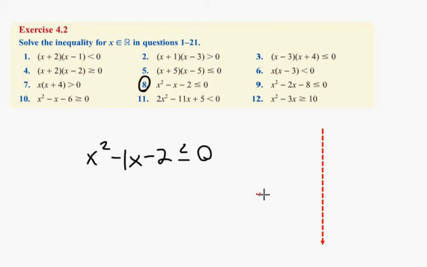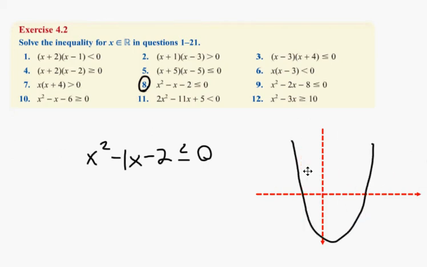This is a U-shaped function. Can anybody tell me why it's a U-shaped function? Positive x squared, okay? Now, what I'd really like to know is, where does it cross the axis? Does it cross it over here? Is it over here? I don't know for sure. So I don't know where to place it really.